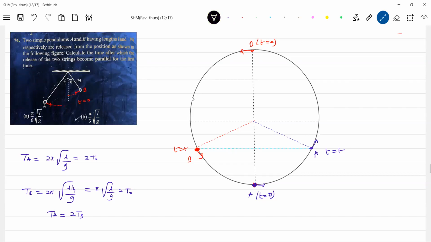So these angles, we can write this as theta 2, theta 2. Let me take this as theta, this as theta 1. These two angles must be equal, so theta 1 plus theta 2 is pi. What is theta 1? It is the angle covered by B in time t. What is the time period? It is like this: theta 1 by t equals 2 pi by T naught. This is for B.